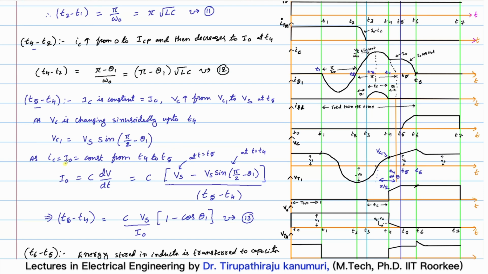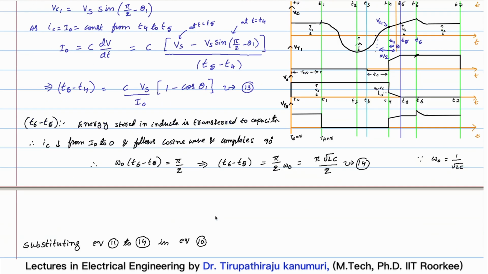So now after that Ic is equal to I naught, constant, so it will charge linearly. So we can tell that I is equal to C into dV by dt. I is constant, equal to I naught, the current through the capacitor, C into change in voltage. It is changing from Vs into sine of pi by 2 minus theta 1 at t is equal to T4 to Vs at t is equal to T5, divided by the time duration T5 minus T4. So from this I am calculating T5 minus T4 is C into Vs by I naught into 1 minus cos theta 1. So I think it is clear up to here.